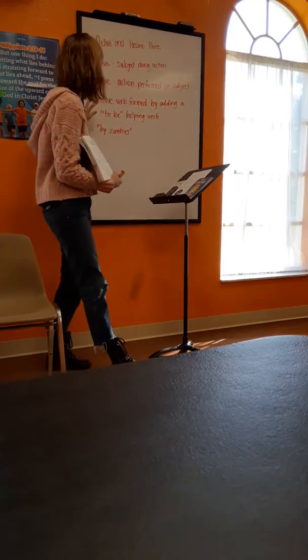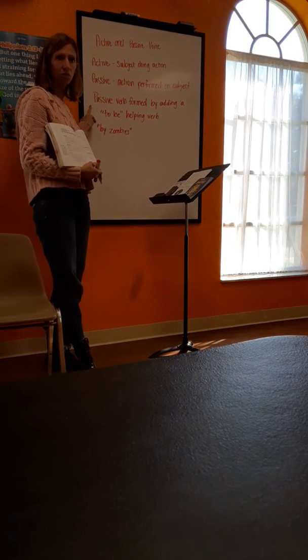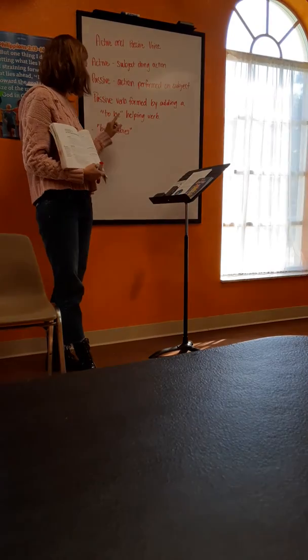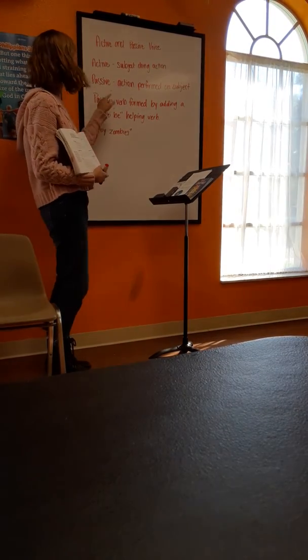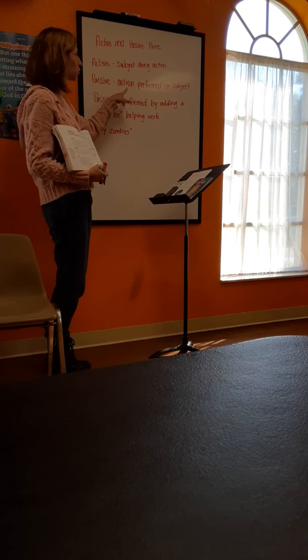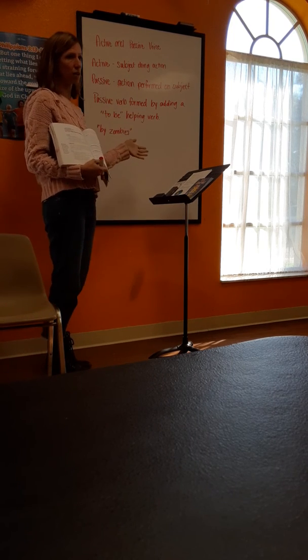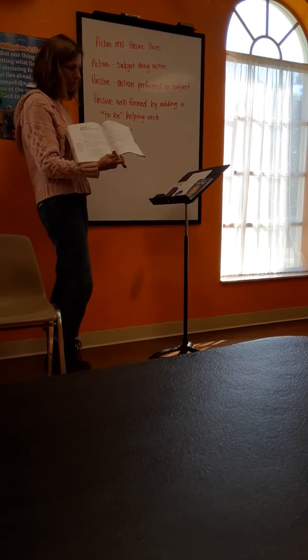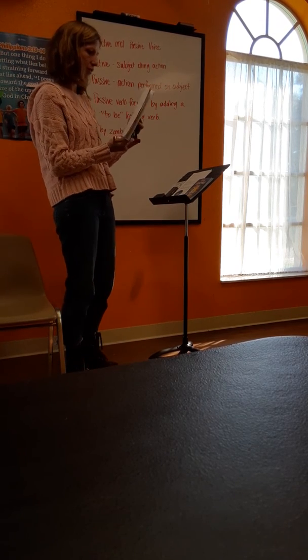Alright, so in your homework, on page 144, you're going to do exercise A. There are verbs in italic. You're going to identify if they're active voice or passive voice. You can use one or both of the two tricks. You're going to look for a to be verb. You're going to try by zombies, or you can look and see who's performing the action. Is the subject performing it, or is it being performed on the subject? Identify active and passive.